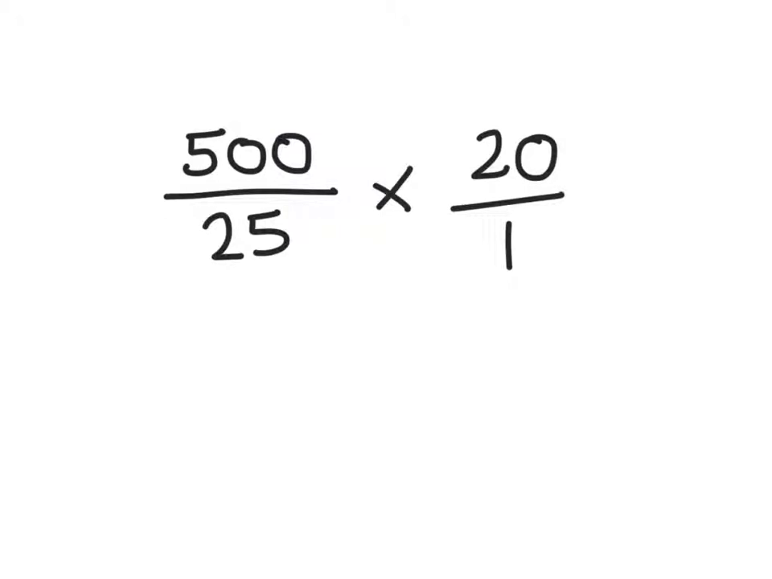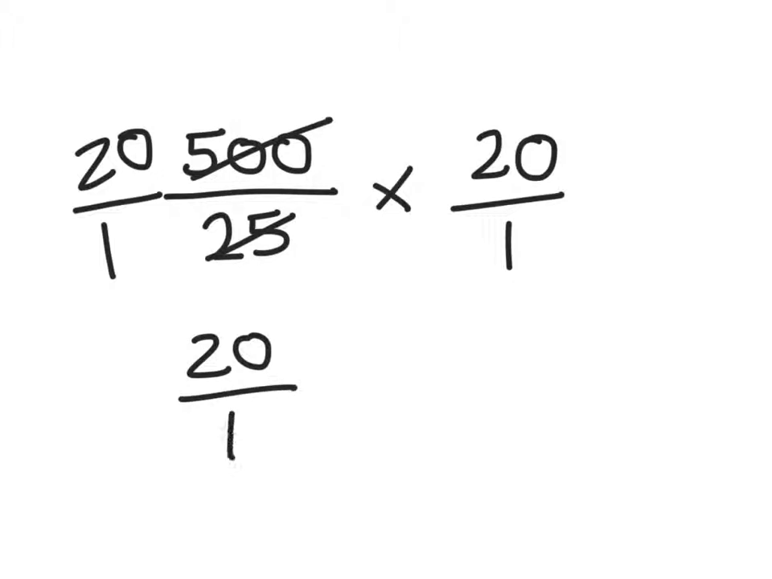As always, we need to cancel down the fraction on the left-hand side. With 500 and 25, we can see that there's a common factor of 25. 25 goes into 500 20 times, and into 25 once. I've gone there for the highest common factor. You could have used 5s if you wanted to, but just to save time, I've gone for the one-step method there. We're now left with a formula that looks like this: 20 over 1 times 20 over 1.